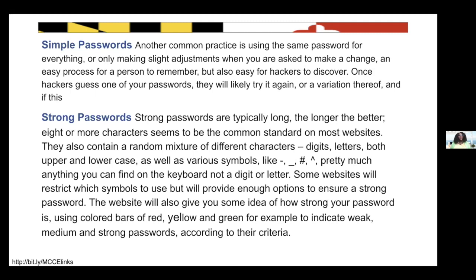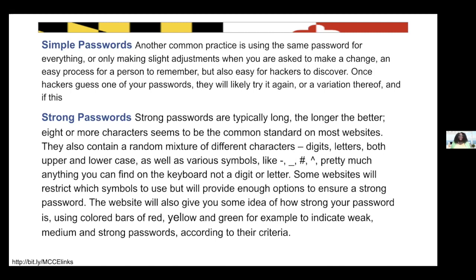Once hackers guess one of your passwords, they will most likely try it again in a variation. And we all know how many systems have been hacked. We know Target has been hacked, we know banks have been hacked, we know Facebook has been hacked, we know Microsoft has been hacked. So don't use the same password at all, because that old 10-year-old password is lying somewhere out there.